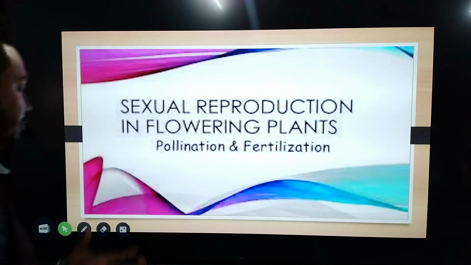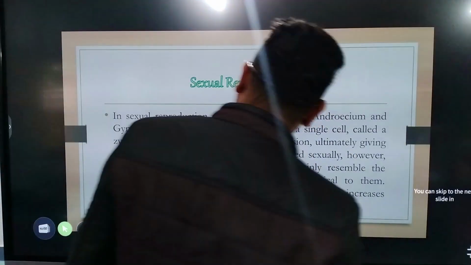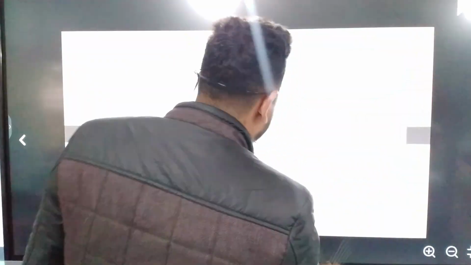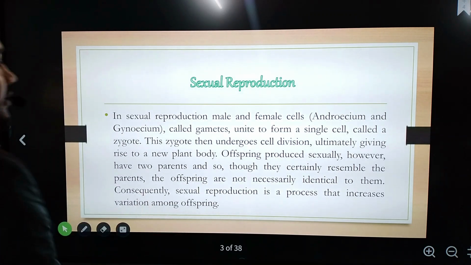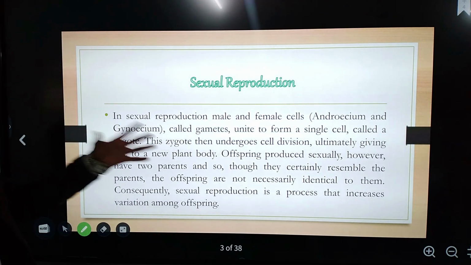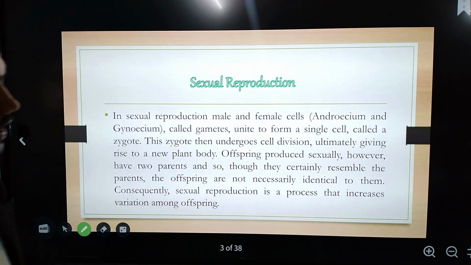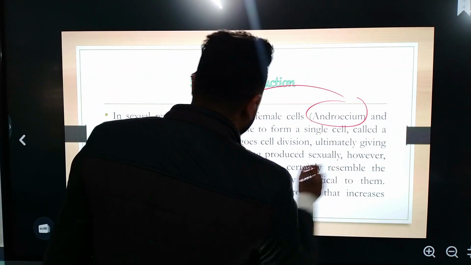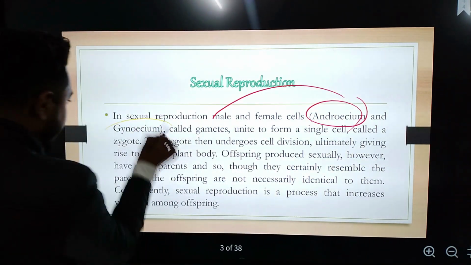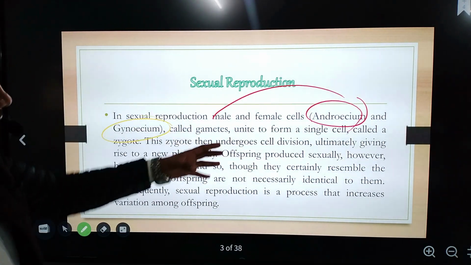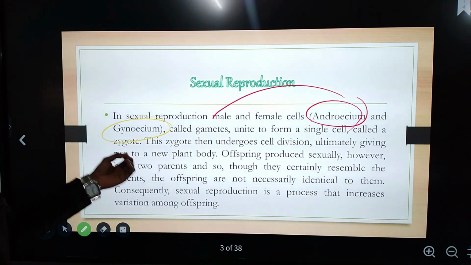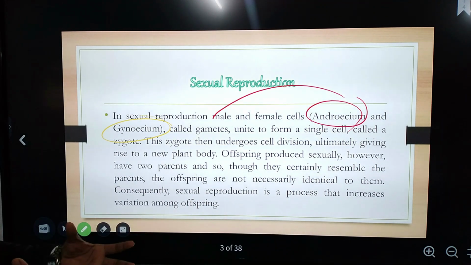Today I have brought for you a very beautiful slide, the presentation. Moving to sexual reproductions. What does sexual reproduction mean? In sexual reproduction, there are male and female cells. The male is known as androecium, and the female is known as gynoecium. Both produce gametes. They fuse together and form a single cell called a zygote.